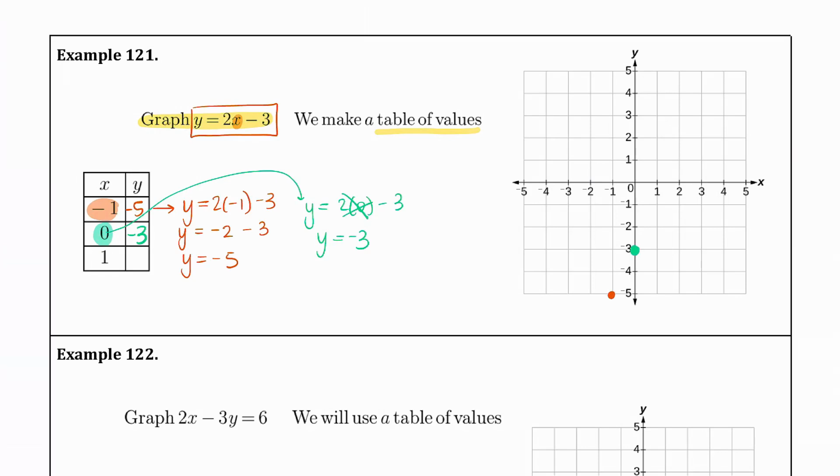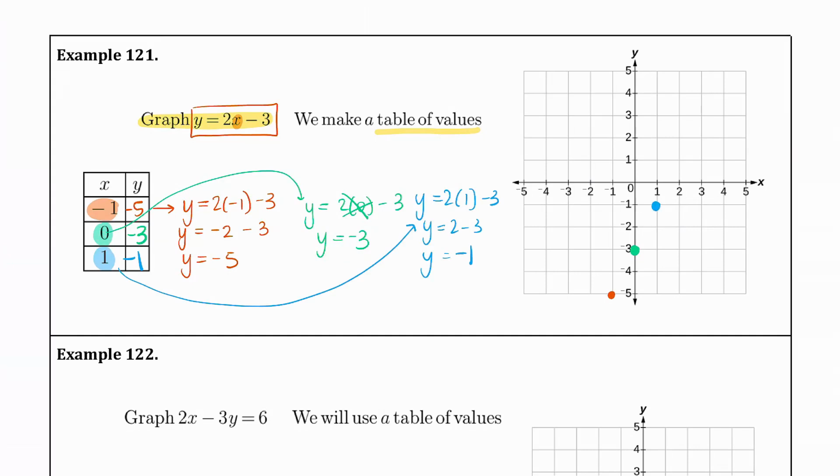Now we've got one more we can do. We've got the x value of 1. So we're going to plug in a positive 1. We're going to scoot over here to do that. And I've got y equals 2 times 1 minus 3. Well, 2 times 1 is 2, minus 3 gives me -1. So my y value for this last x value is -1. So we have 1, -1.